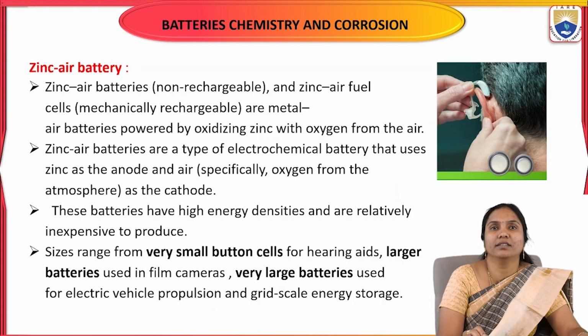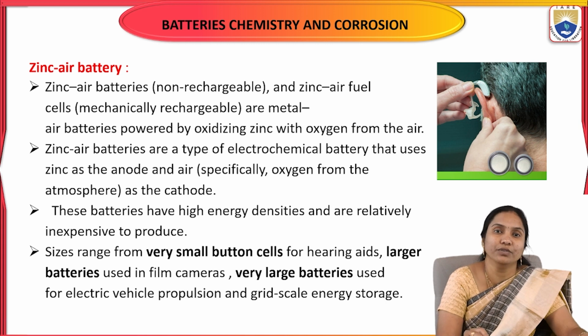So how to construct this zinc air battery? What are the main advantages of the zinc air battery? Where can we use this zinc air battery? So how does this one work? Here in this battery, zinc acts as anode and oxygen acts as cathode. Oxygen comes from the atmosphere or air. Oxygen undergoes reduction, zinc undergoes oxidation. Finally, it generates electrical energy.